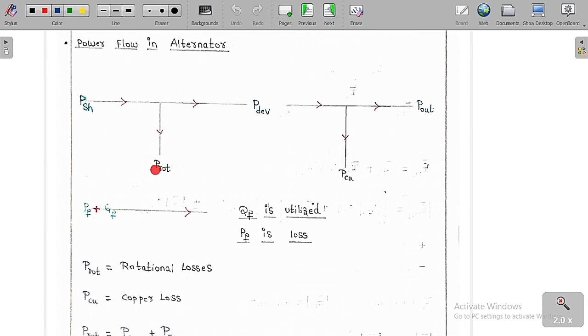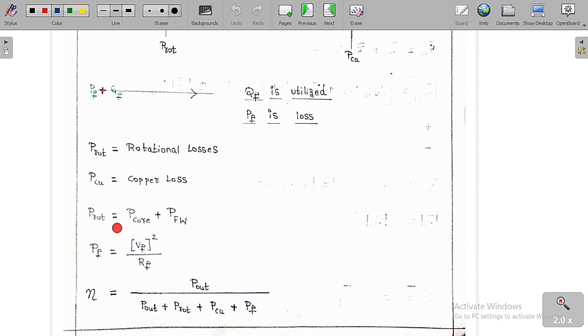So listen carefully. I already told you a very important point. Rotational loss means it is the summation of the iron loss and also the friction and windage loss, or simply we can say mechanical loss. So the rotational loss is the summation of iron loss plus mechanical loss. Mechanical loss is also called the friction and windage losses. Therefore, the rotational power is equal to the core loss power plus the mechanical power, also called friction and windage losses.